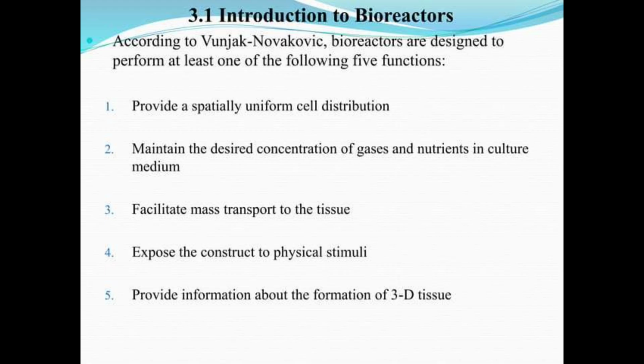According to Munjak and Novakovic, bioreactors are designed to perform at least one of the following functions. What are the functions? Let us see. It provides a spatially uniform cell distribution. It maintains the desired concentration of gases and nutrients for the growth and development of the particular cell, and it is responsible for the mass transport of the tissue. It is useful for providing physical stimulus, and it also provides information about the formation of the 3D structure of the tissue.